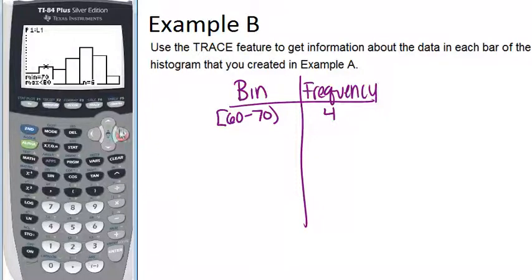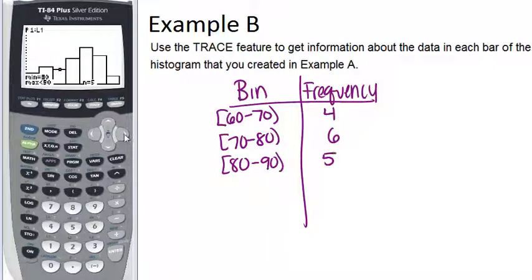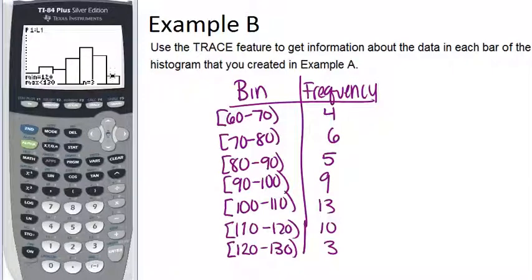And the next one was from 70 up to 80, but not including 80, there were 6. And the next one was from 80 up until 90, but not including 90, there were 5. And then from 90 to 100, there were 9. And so on until you've created your whole frequency distribution table.